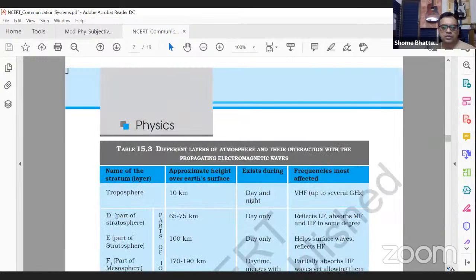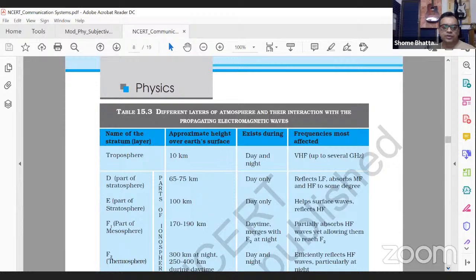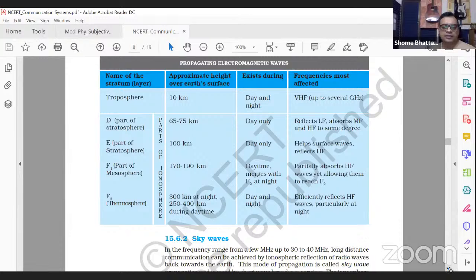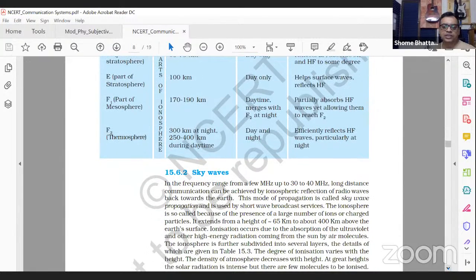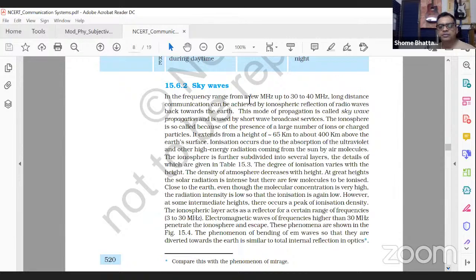Then they've given you a table of the different layers of the atmosphere, for which, for us, the important thing here is the fact that the ionosphere is going to act like a reflecting layer of the atmosphere when it comes to sky waves. So after ground waves, the second kind of transmission channel that can be used is the channel through sky waves. In sky waves, the transmitted waves are of a frequency in the megahertz range, 30 to 40, and long distance can be achieved by this because the ionosphere will be used as a reflecting medium.